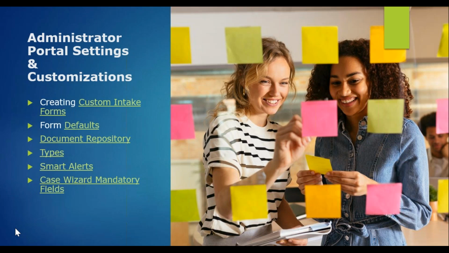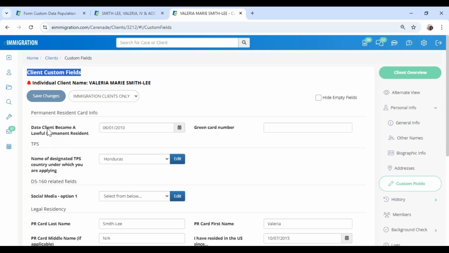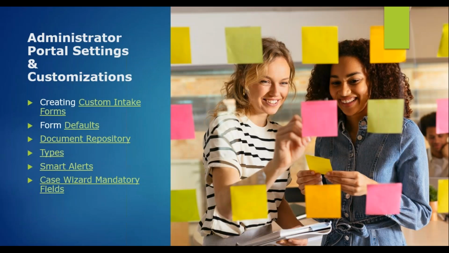So let's talk about how do I create a questionnaire that includes these custom fields, and then I can ask the client, hey, what's your full name in native alphabet. When did you become a legal resident? So I can add those questions too. Let me know if you guys have any questions at this point. You can message me.